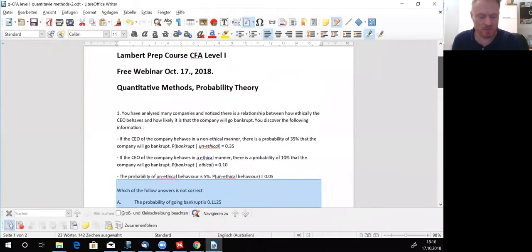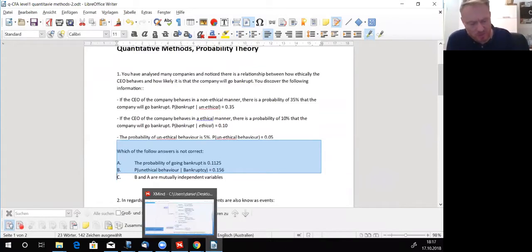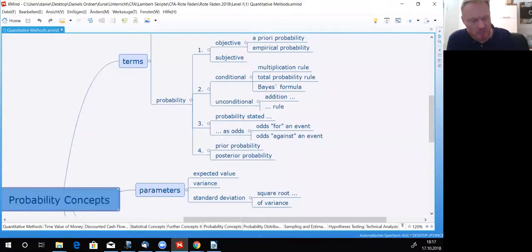Let's take a look. This could be your CFA Level 1 question. I just copied five or so questions. So now, first, let's take a look here again at the mind map.